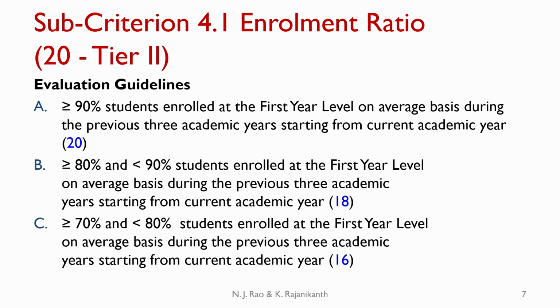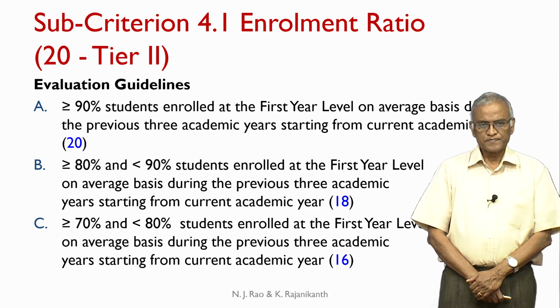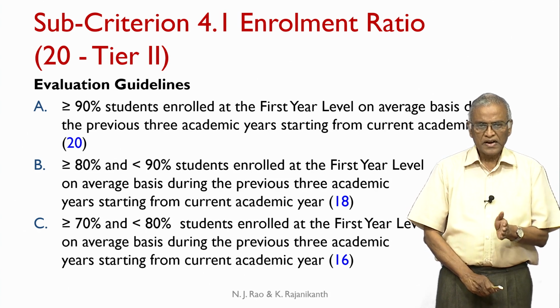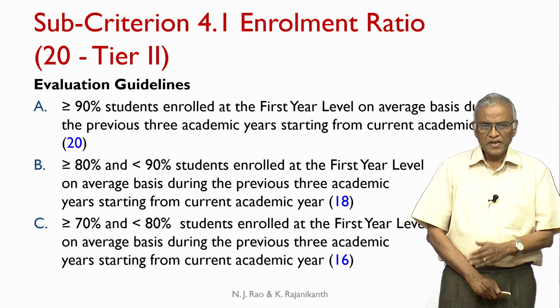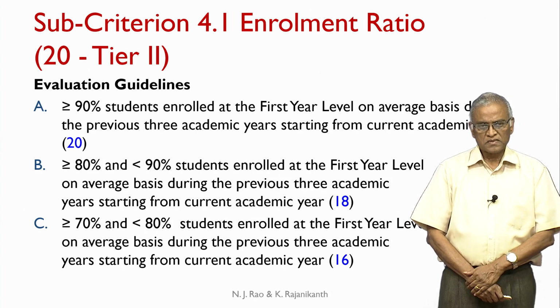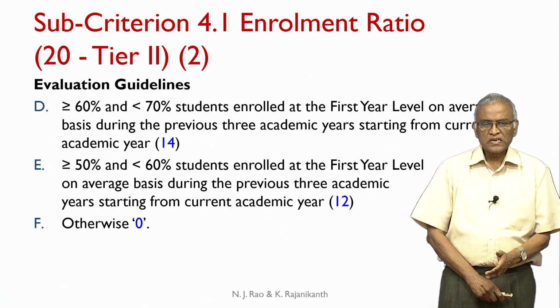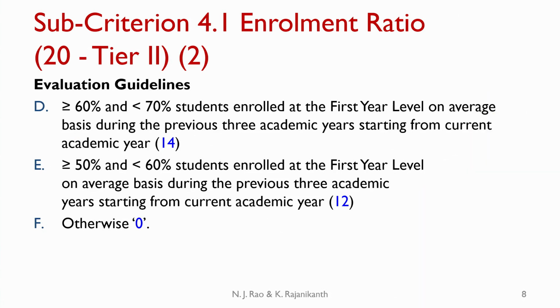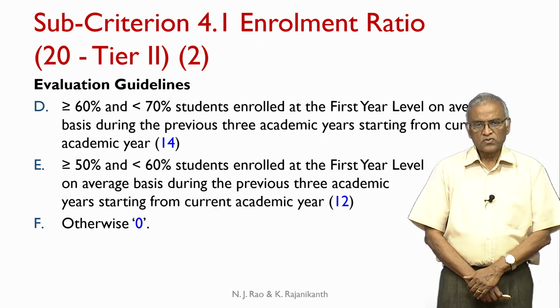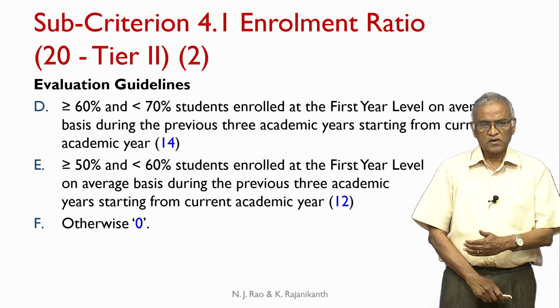And now, if it is between 80 and 90, the tier 2 institute will get 18 marks, and if it is between 70 and 80%, then you get 16 marks, and if it is between 60 and 70, you get 14. If it is between 50 and 60, you get 12. Anything less than that, that means, if it is less than 50%, you get 0. That is the way the marks out of 20 work, that is, you have to get minimum 12, you cannot go below that.